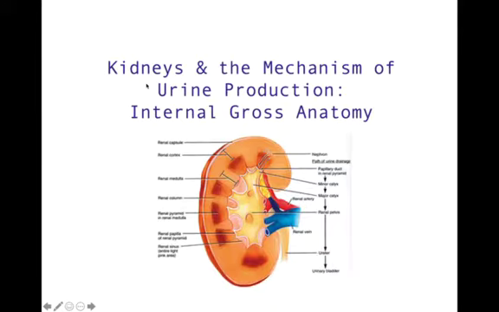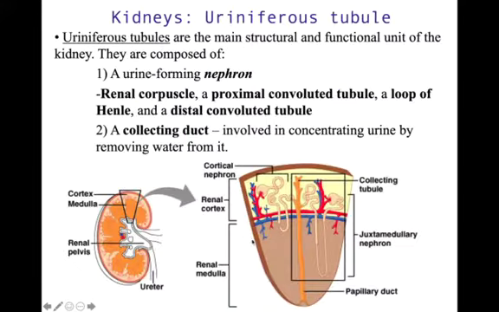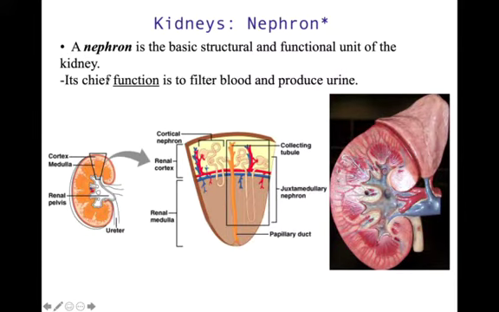If you remember what we said here, guys, urine is produced at the papilla, or the tip of each pyramid. So how do I get urine from this region to the tip of each one of these pyramids? Well, we're going to use nephrons and collecting ducts. Let's start off with the nephron. The nephron, again, is the basic structural and functional unit of the kidney. Its chief function is to filter blood and produce urine.